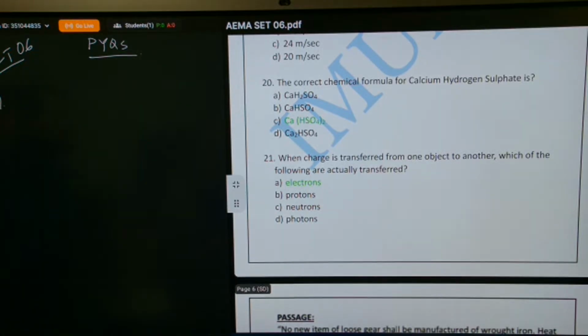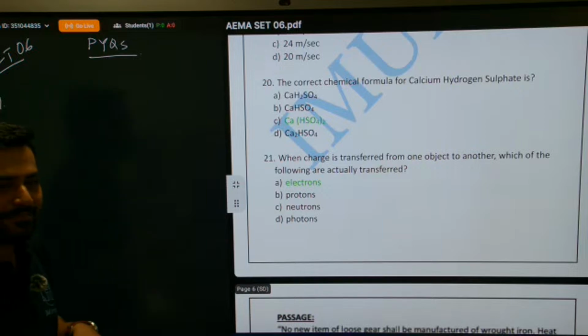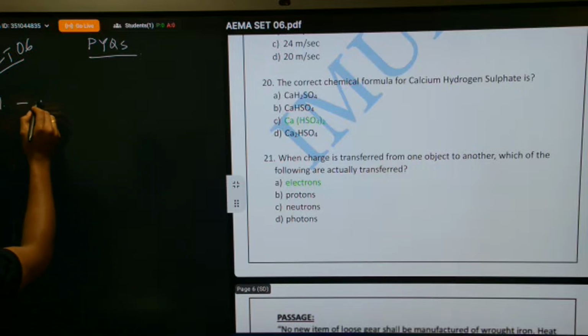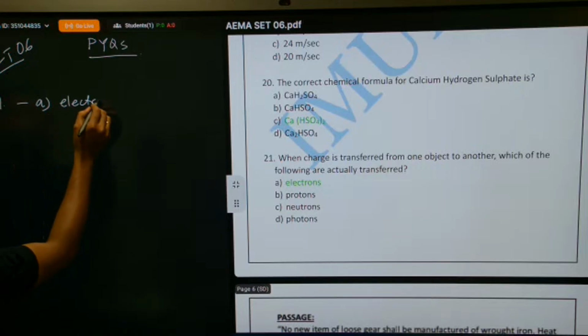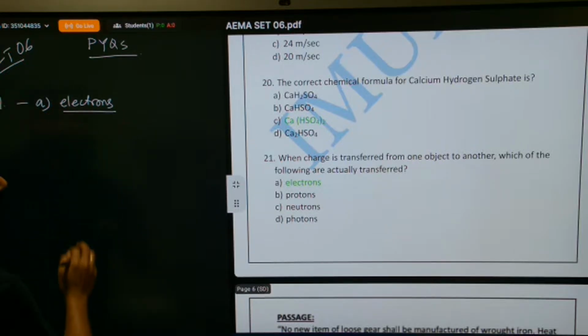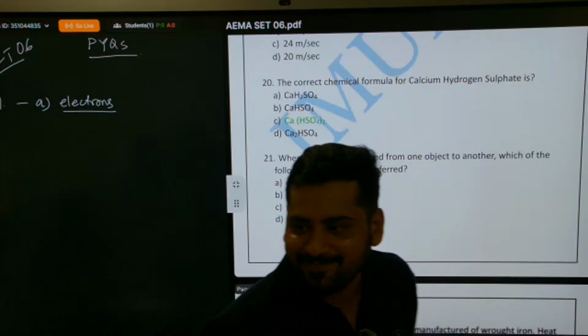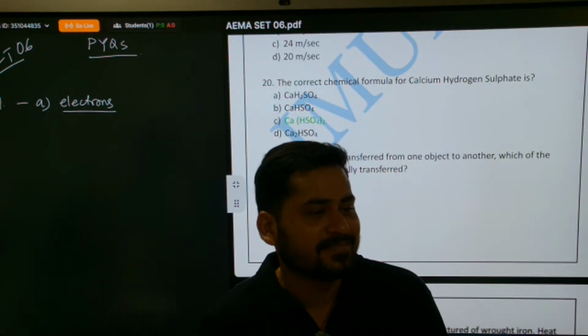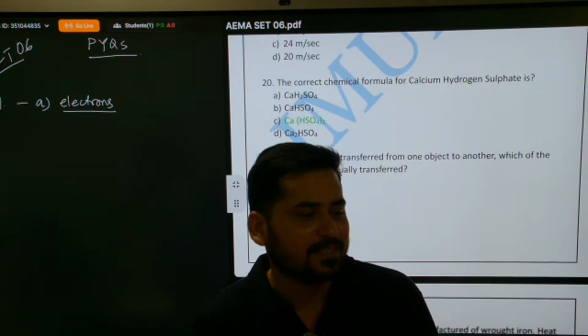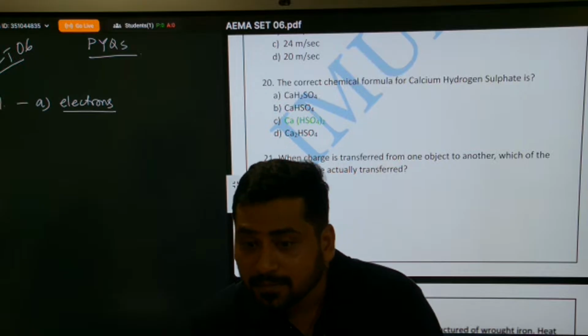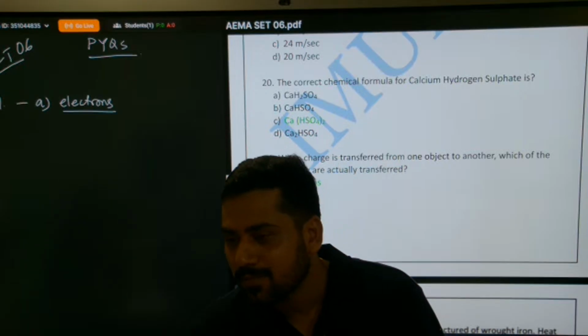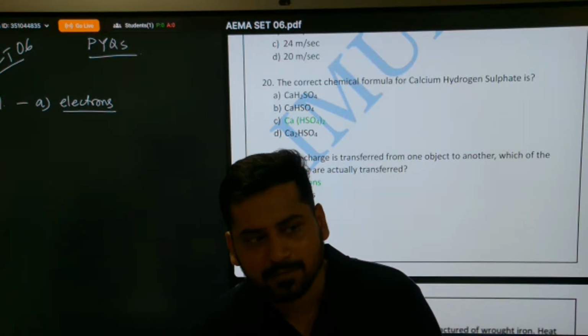Okay, so when charge is transferred from one object to other, which of the following are actually transferred? Electrons. Why not protons? Sir, because protons are positively charged particles, and they are in the nucleus. So they couldn't be transferred. If a proton gets transferred, then the whole object will just fall.